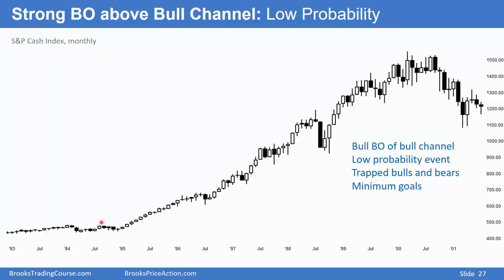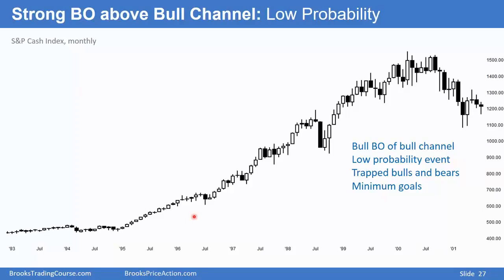Again, remember, we had a bull channel here after the 87 crash, and then a very strong bull breakout. A low probability event. Whenever a low probability event happens, you get bulls trapped out. They're in denial. They don't buy. You have bears trapped in. They're selling above the bear channel, betting that the breakout will fail. So both are trapped, and both are hoping for any kind of a pullback.